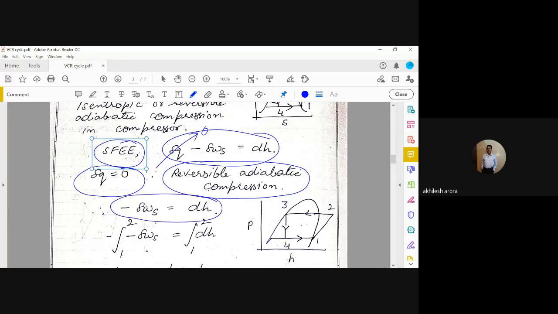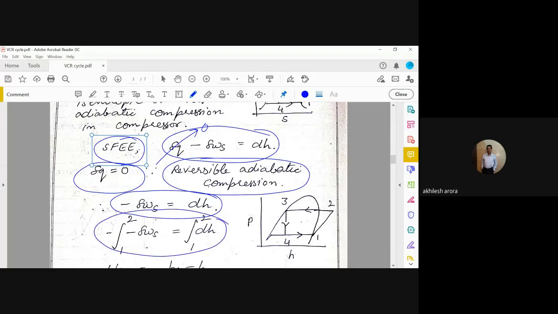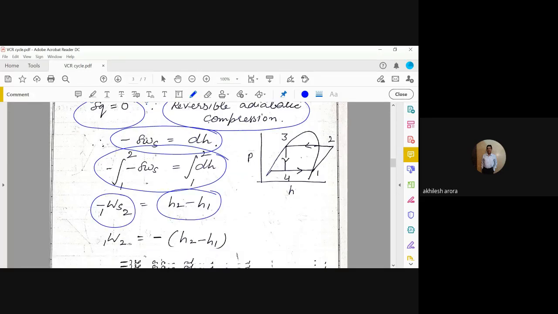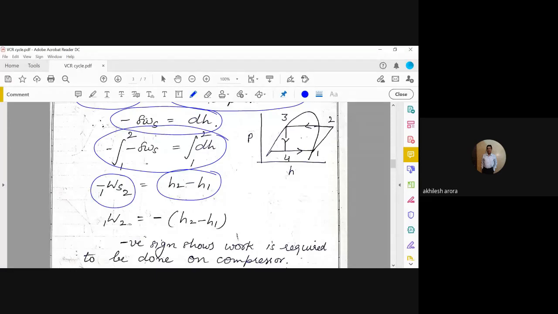I can integrate this equation from 1 to 2, and I get minus Ws from 1 to 2 is equal to H2 minus H1. In the next step, I take this minus on the right hand side, so W1 to 2 is equal to minus (H2 minus H1). One point to be noted here: H2 is greater than H1, so H2 minus H1 is a positive quantity.